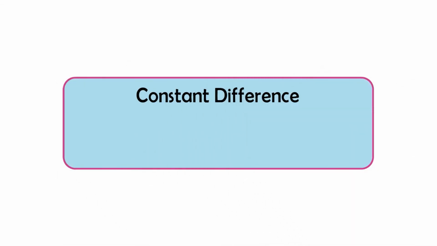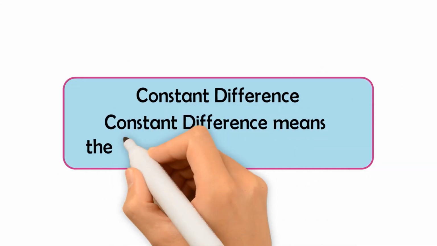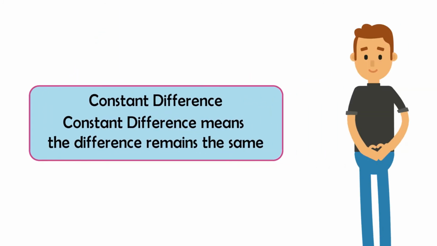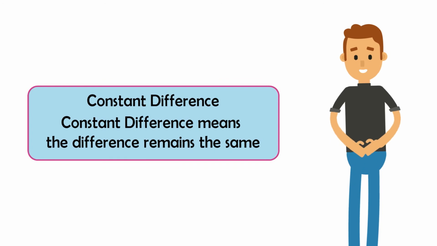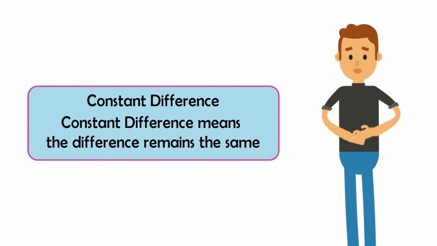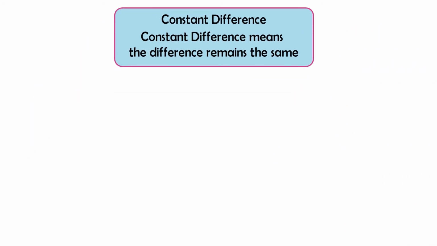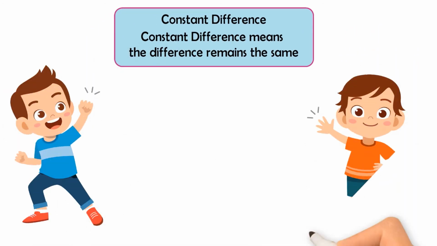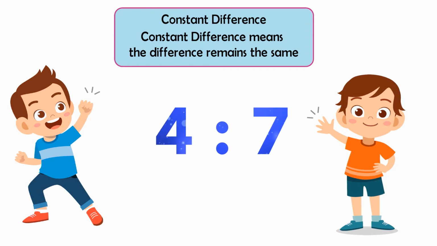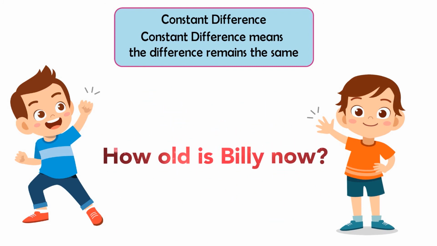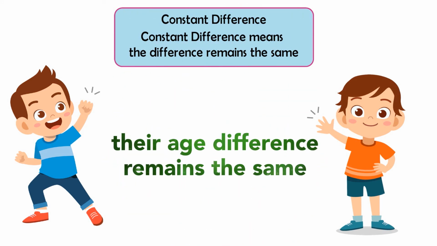Constant difference. Constant difference means the difference remains the same. Usually, this concept applies to questions related to age. As years go by, the age difference between two people will always be the same, because both will grow old together. The ages of Ollie and Billy are in the ratio of 4:7. In 3 years' time, their ages will be in the ratio of 3:5. How old is Billy now? Since Ollie and Billy grow old together, their age difference remains the same.